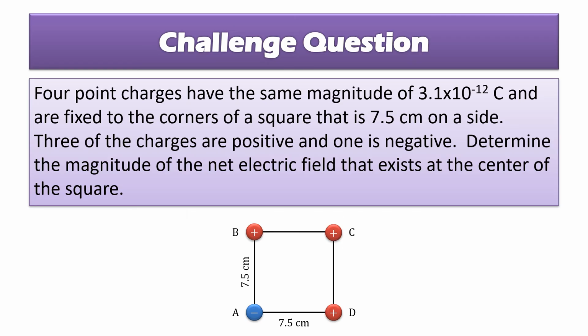All right, so we do have a challenge question here, and there's less than 20 minutes into the video. So if you want, you could pause this, check it out. It's basically just the same magnitude of charge, and they're oriented like this. 7.5 centimeter square, and they want to know, determine the magnitude of the net electric field that exists at the center of the square. So if you want a little challenge, pause the video, think about it, and then I'll go over it pretty briefly.